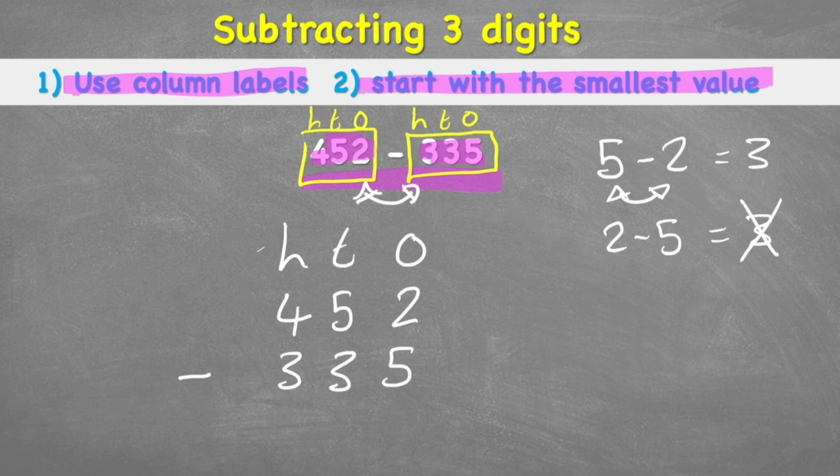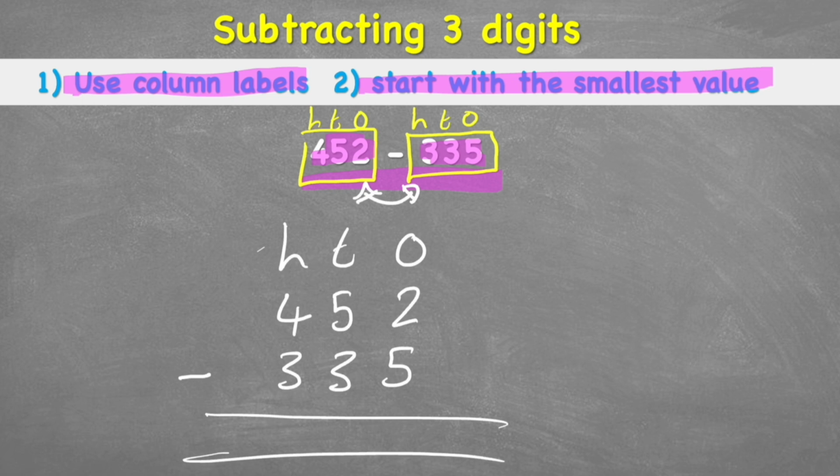335. And I can check that I put these in the right columns by checking I have a 2 and a 5 in my ones, a 5 and a 3 in the tens, and a 4 and a 3 in the hundreds. Now I'm ready to begin. So let's put my equals line and I can begin. My second tip said to start with the smallest value. And in this case, the smallest value is of course our ones.